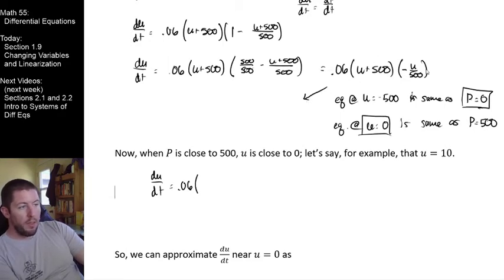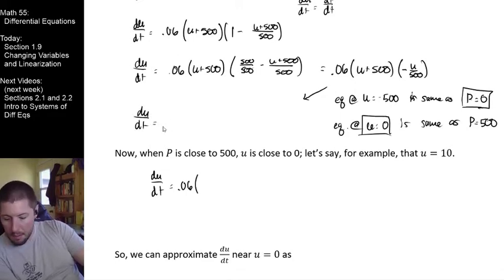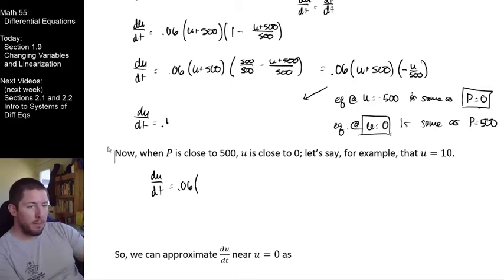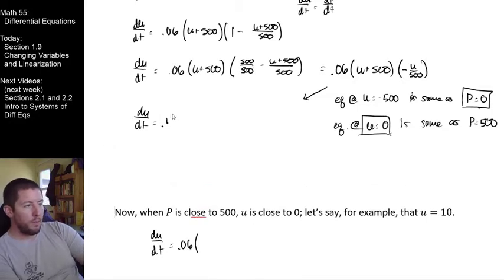Let's multiply out these two terms right here. It seems like we should be getting du dt equals, and I'm going to write this as... I need to give myself a little bit more room here to get this in a slightly more sensible form. Looks like we're going to get a negative u squared over 500. And 500 times this stuff is just going to give me a minus u.